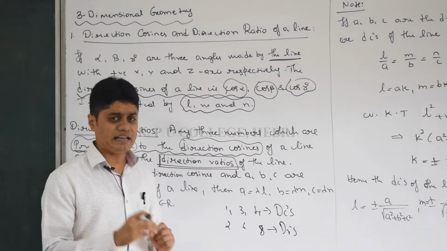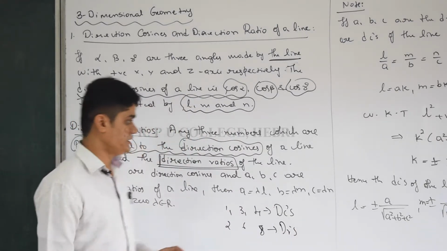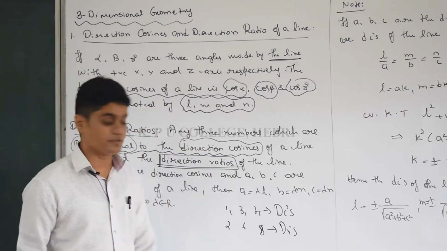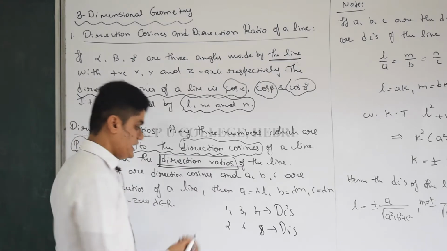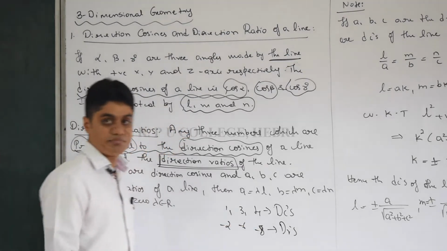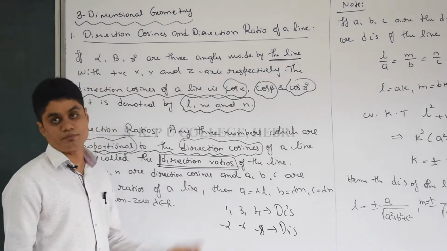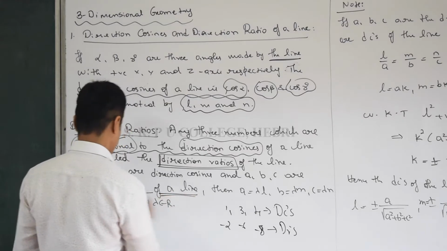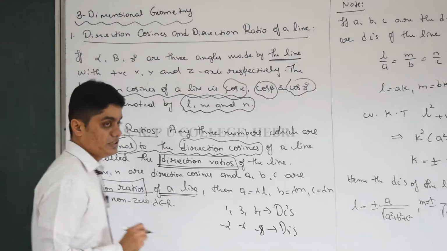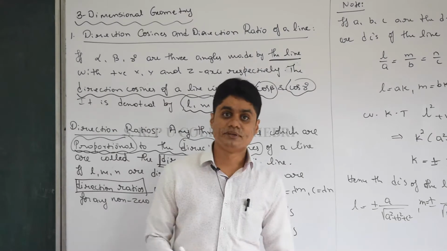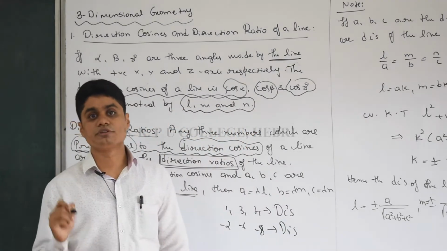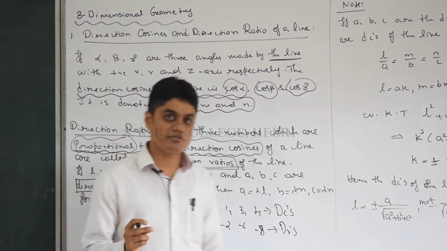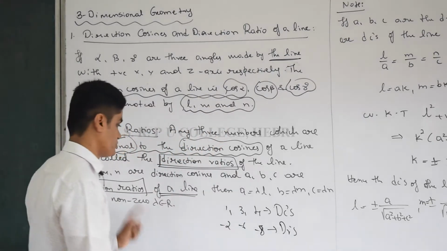There is no other exact different definition for it. Any three numbers which are directly proportional to the direction cosines of the line are known as direction ratios. They can be negative also, don't worry, because with a factor of -2 it is still directly proportional, and it is called the direction ratios of a line. Remember, direction ratios are the numbers which are always directly proportional to the given direction cosines.